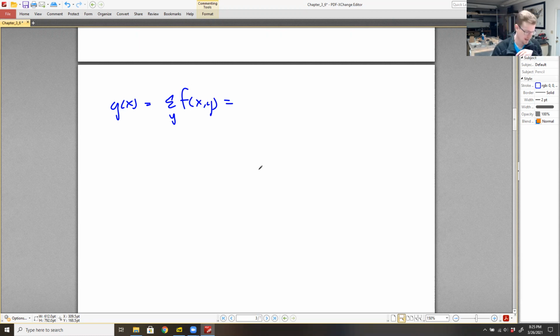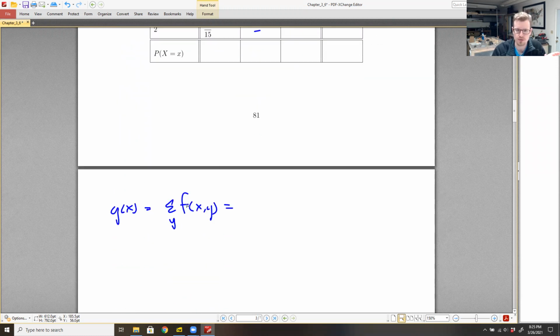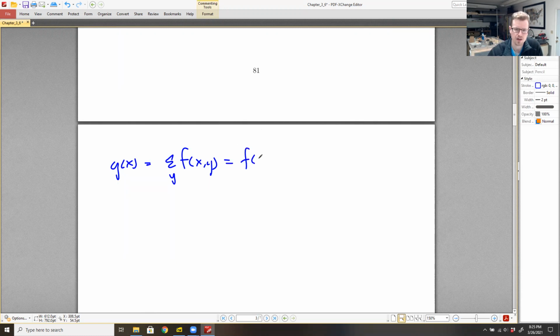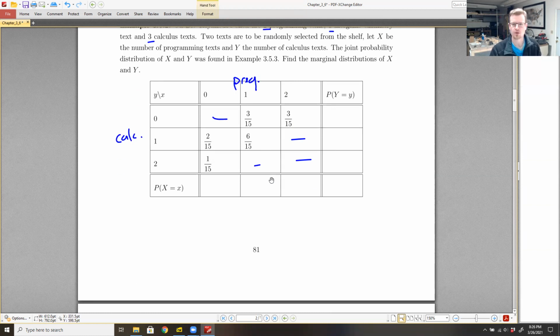Well, in this case, y is the number of calculus texts, and that could be 0, 1, or 2. So this is f of x comma 0 plus f of x comma 1 plus f of x comma 2. And the result is a function just in x. But we don't have a nice expression for the function f. We simply have values assigned to each possible input, and those values are assigned using this table. So we have a table of values for the function f.